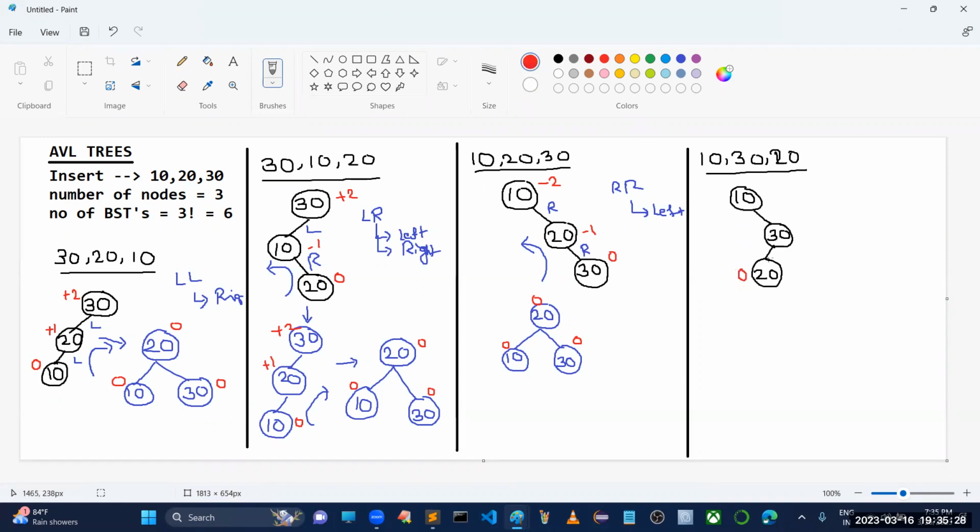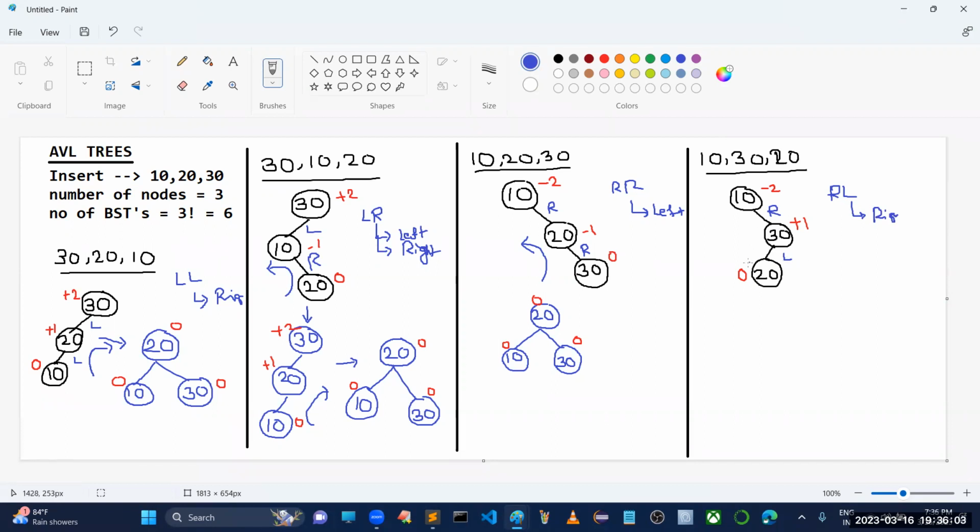Its balance factor is 0. 1 minus 0 will become plus 1. And here 0 minus 2 will become minus 2. So here in this case, it is a right subtree and this is a left. Sir, first we have to do which rotation? This is called the RL case. In this RL case, first we have to do right rotation.